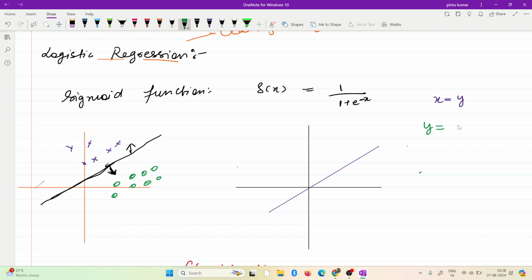So what is y over here? y is 1 times x plus 0, right? This is what y is. Or let's write it in the form that we have been writing, 0 plus 1 times x. So w naught plus w1 x, right? So 0 plus 1x.